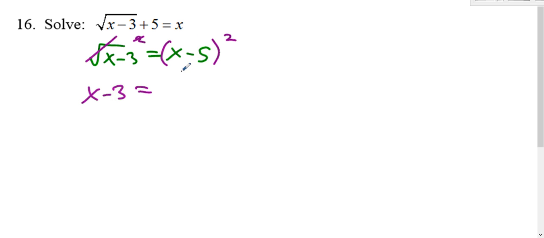Multiply out the (x minus 5) squared. That's x squared minus 10x plus 25. Get everything on one side so you can solve it.